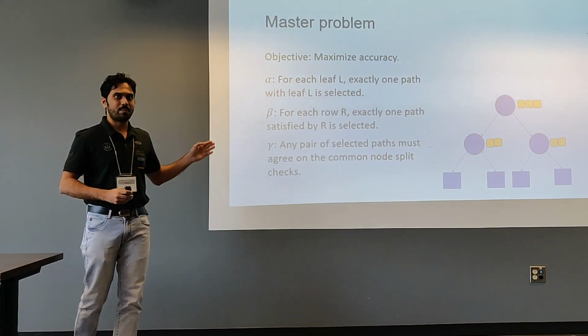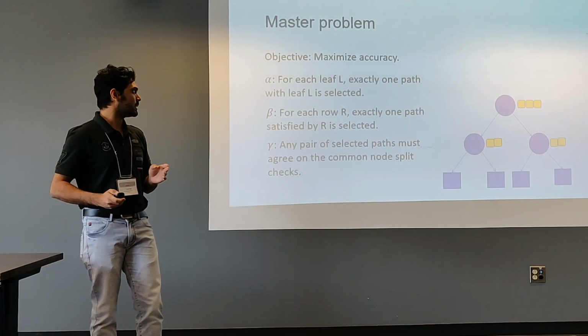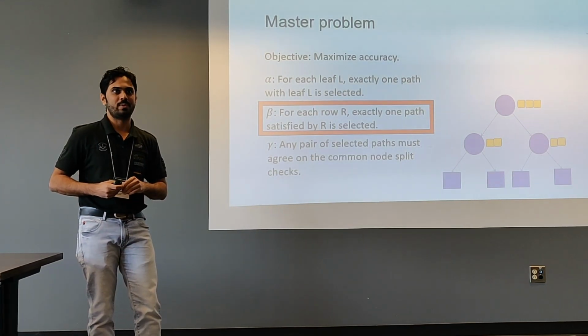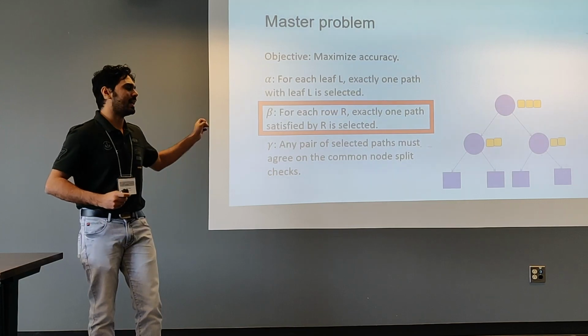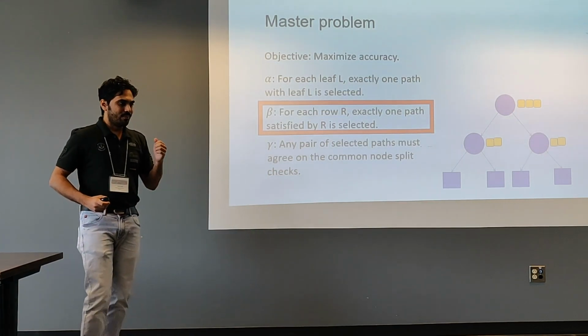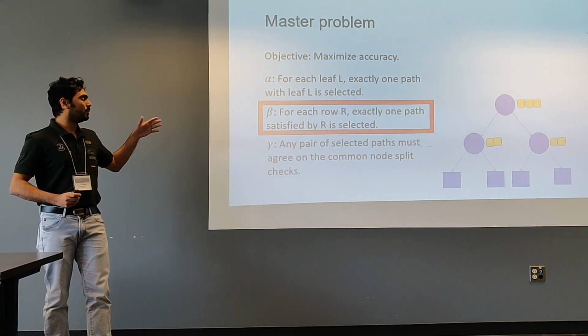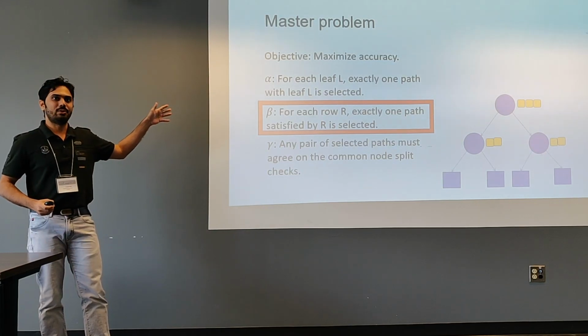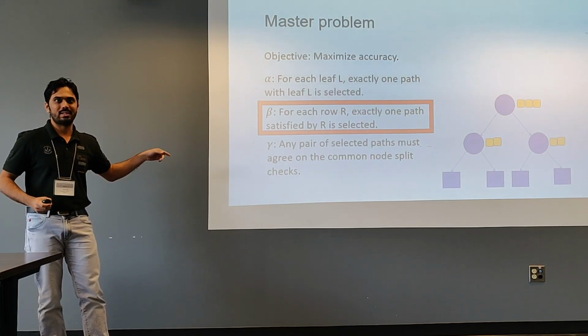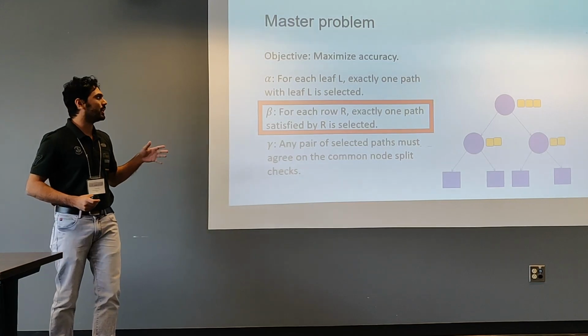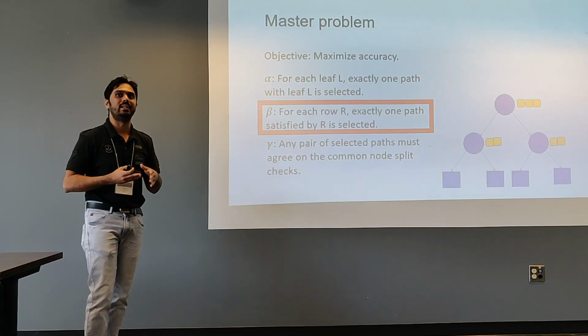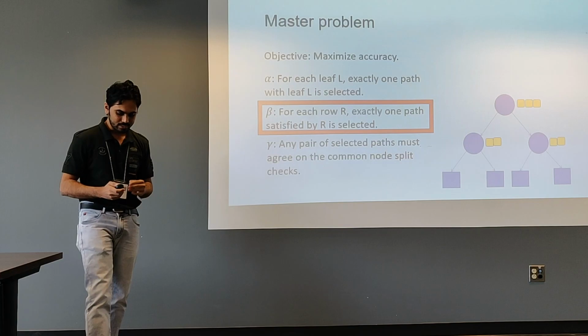In the master problem, some of you might notice that these constraints are kind of suspicious. They are data dependent constraints, and I'll not give you the proof that this constraint can be derived from these alpha and gamma constraints, but I'll share the intuition which made me think that these constraints are suspicious.